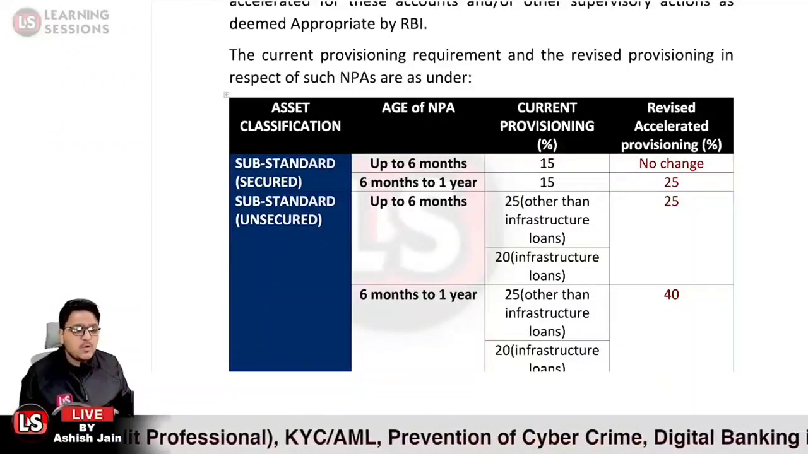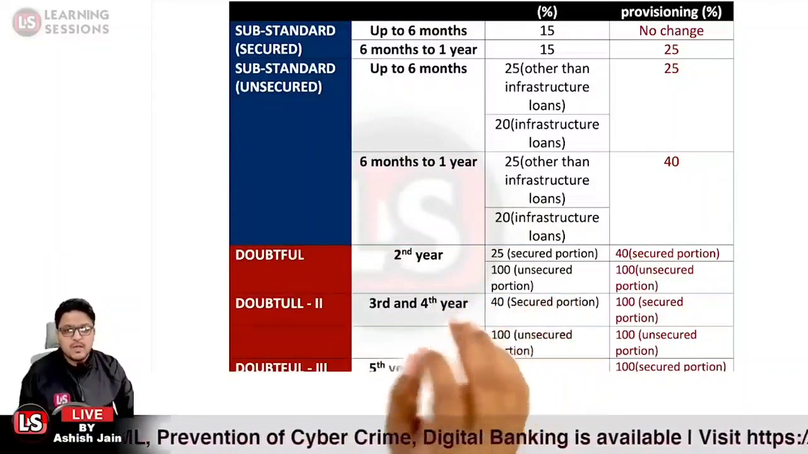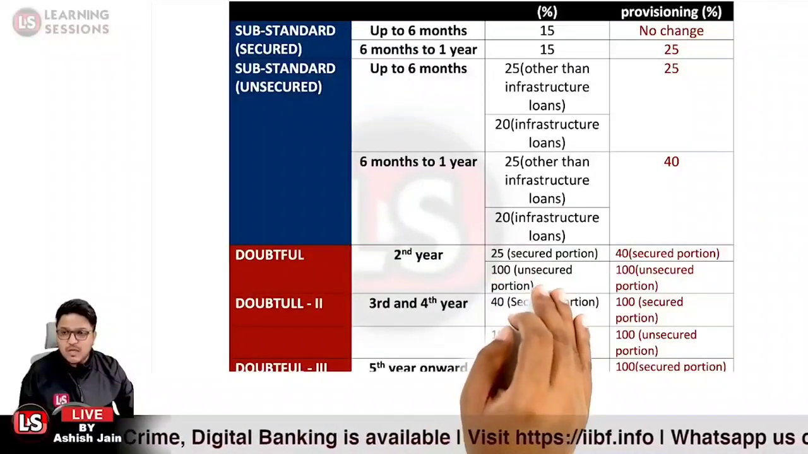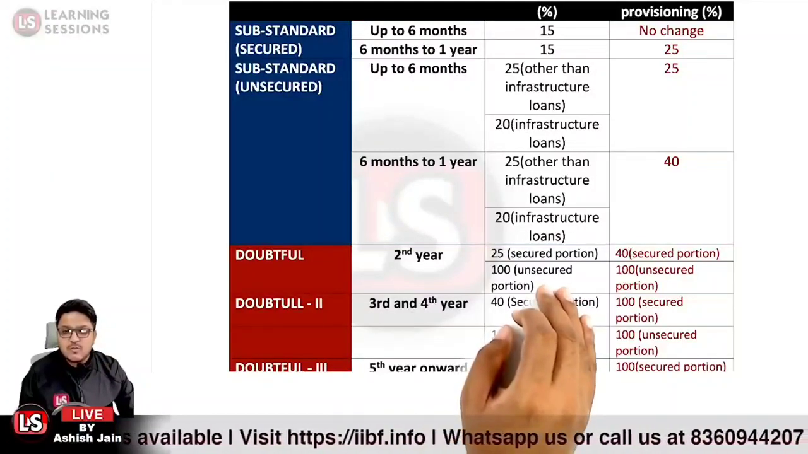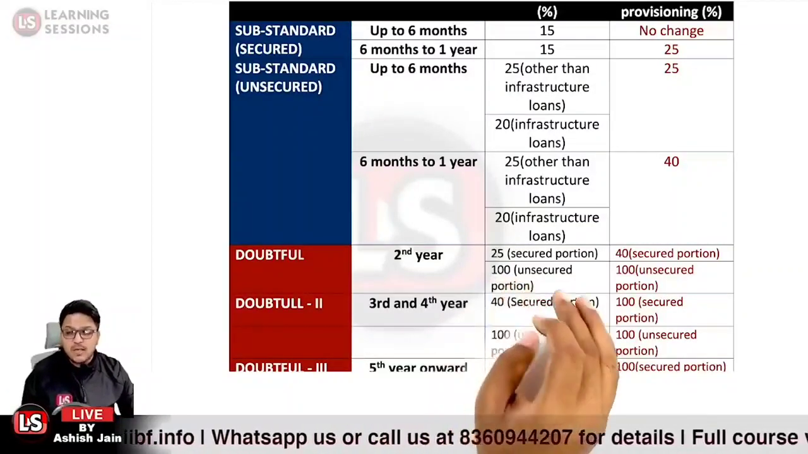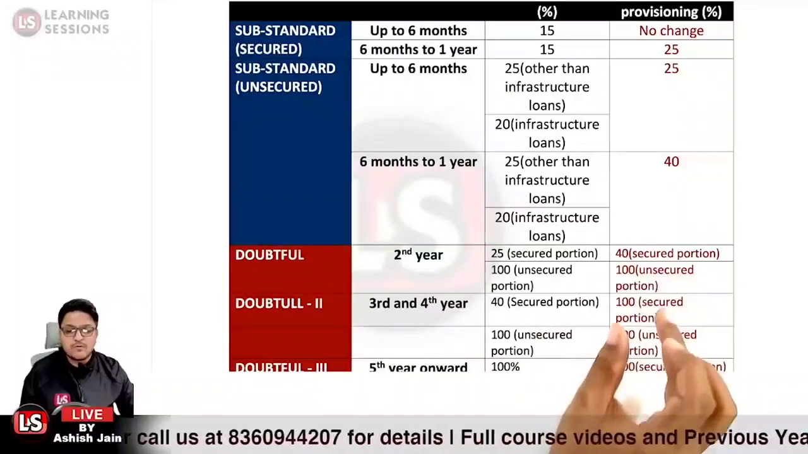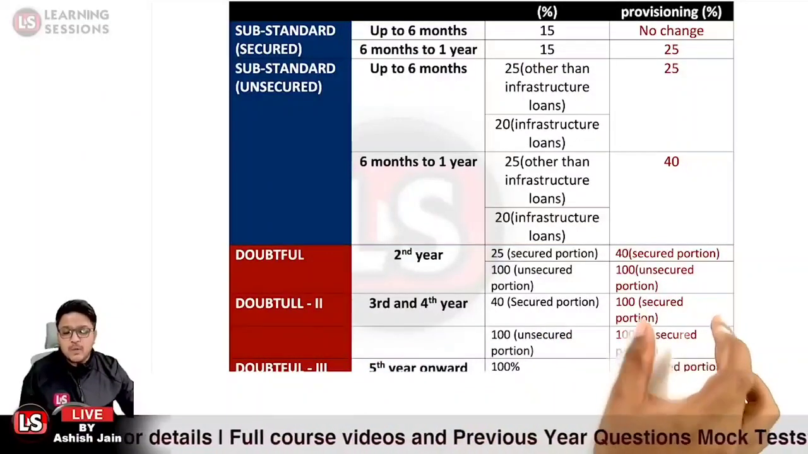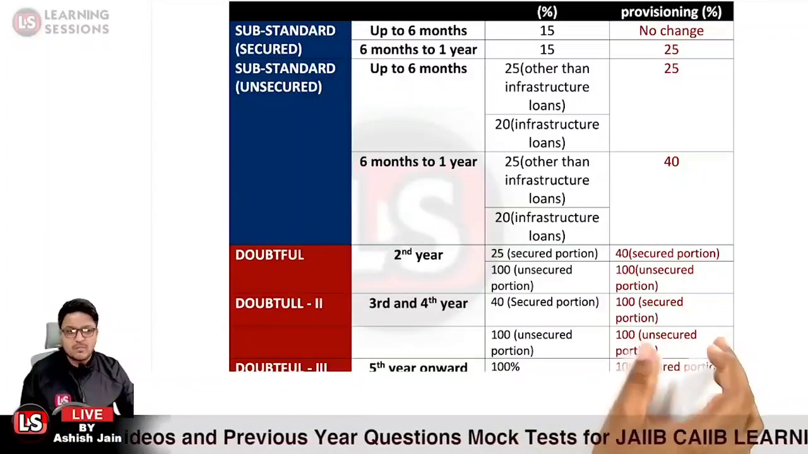And further, if the loan account is related to the doubtful 1 category, in that case 25% of the provision is to be maintained for the secured part and 100% for the unsecured part. But under the accelerated provisioning norms, you are to maintain 40% of the provision for the secured part and 100% for the unsecured part. And further, in the case of doubtful 2 and doubtful 3, uniformly 100% of the provision is to be maintained where the accelerated provisioning norms are applicable.